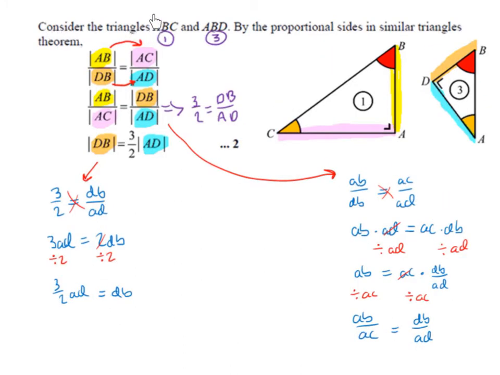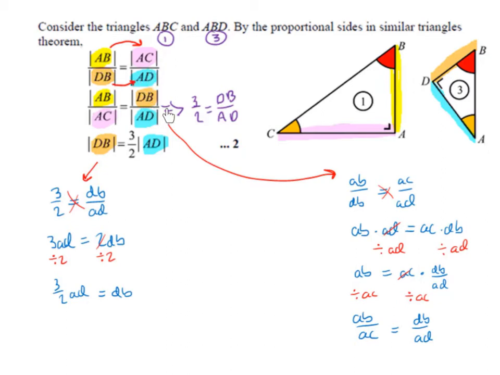Next we're going to consider the triangles ABC, so triangle 1, ABC, and ABD, so triangle 3, ABD. By the proportional sides in similar triangles theorem, AB over DB is equal to AC over AD. Again, we're just matching up the corresponding sides. AB corresponds with DB, and AC corresponds with AD. So we're going to rearrange this equation. We're going to put AB over AC and DB over AD.